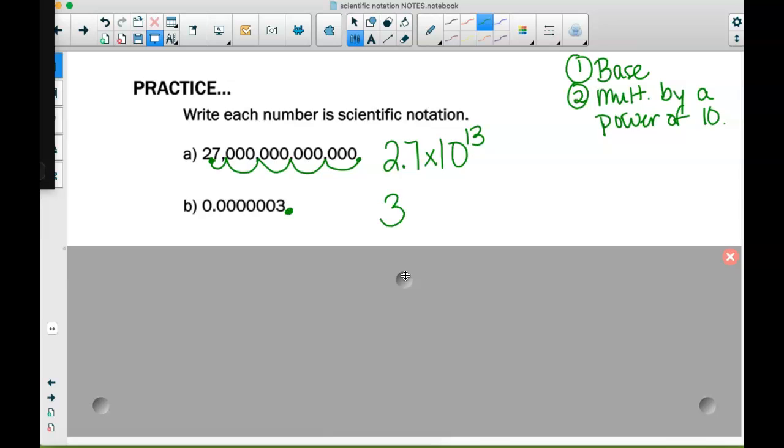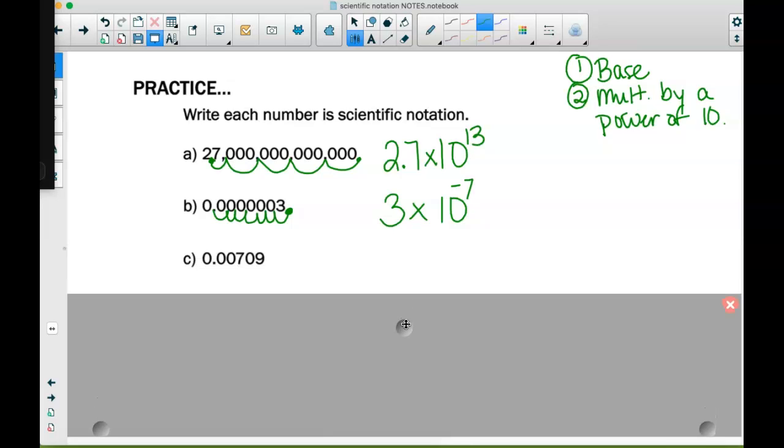I can't put it in front of the 3 because then it's not between 1 and 10. I have to put it after the 3. So we have 3 times 10. How many places did I move the decimal? And so this is really just a counting game. So it's 1, 2, 3, 4, 5, 6, 7 places. But because I started with a really, really small number, I have to make that exponent negative. It would be -7. If you start with a really large number, it's positive. A really small number, it's negative. So 3 times 10 to the -7th power.